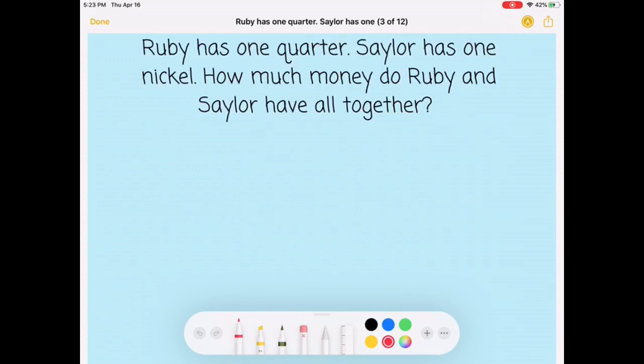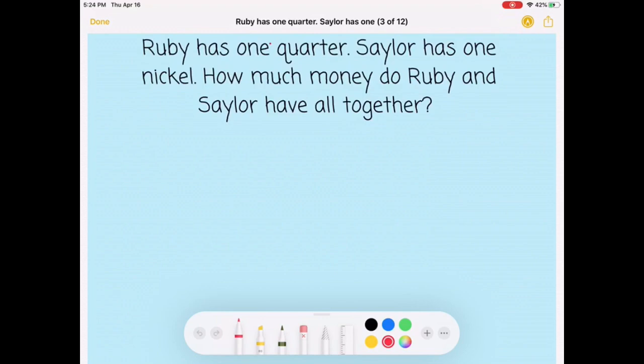Sailor has 1 nickel. How much money do Ruby and Sailor have altogether? This is still a money problem, but it's a little bit different because it's a word problem. Now, word problems we can totally do. All we need to do is help our brains look for the important information. So I'm going to read this again, and I'm going to circle and underline important information.